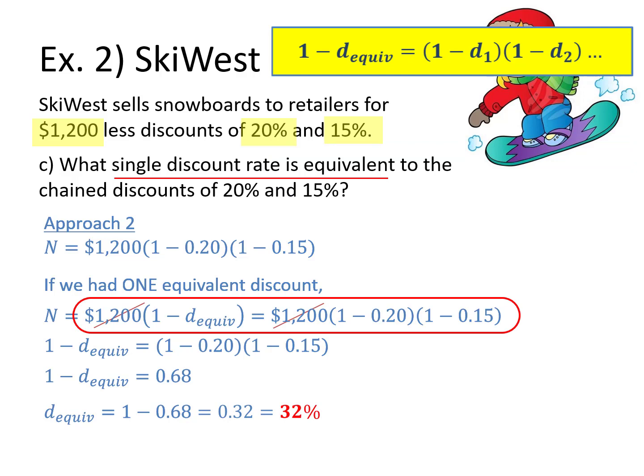It's 1 minus the equivalent discount is going to be equal to 1 minus the first discount times 1 minus the second discount, and you can add on any other subsequent discounts that may exist.